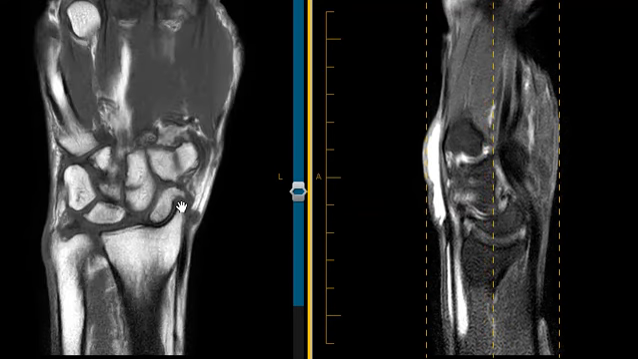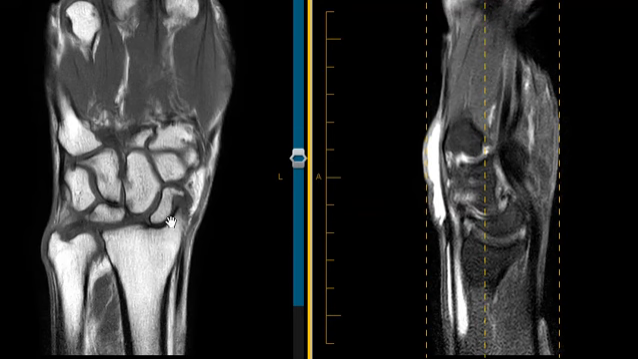So kind of a complex case of a scapholunate ligament rupture with dorsal segmental instability here, dorsal tilt of the lunate, and a SLAC wrist, which means the developing arthritic changes.